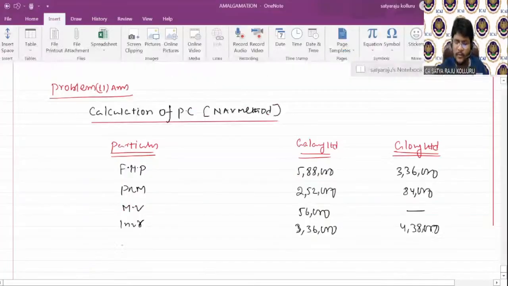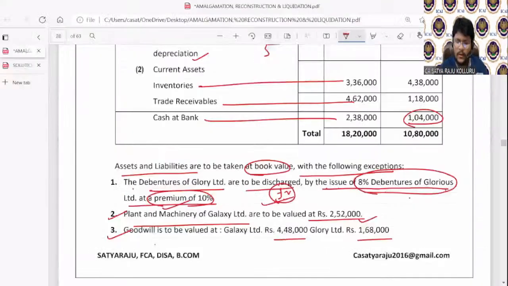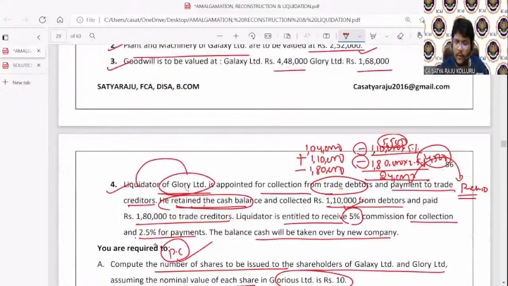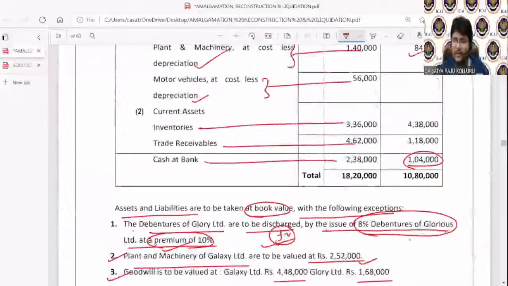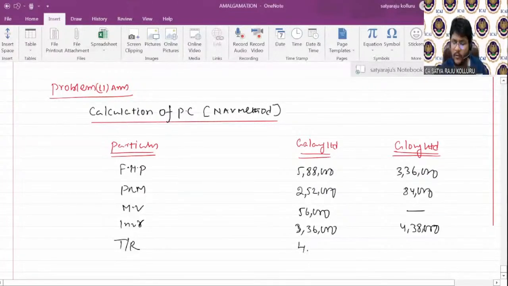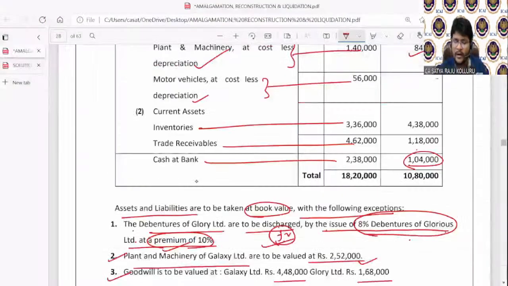Trade receivables, consider all of you. Trade receivables of Glory Limited, he has discussed something. That's why trade receivables of Glory Limited are not taken over by the purchasing company, but trade receivables of Galaxy Limited are taken over, 4,62,000. So trade receivables of Glory Limited, the liquidator will realize in the form of cash. Am I right? So that's why don't take the trade receivables.